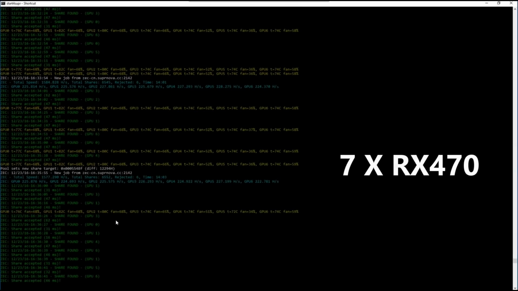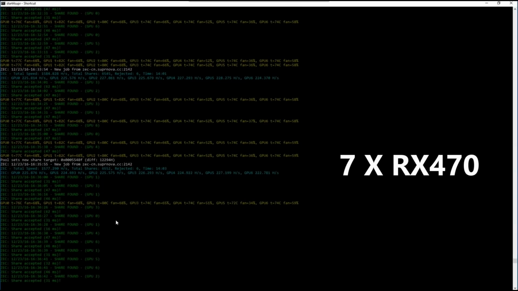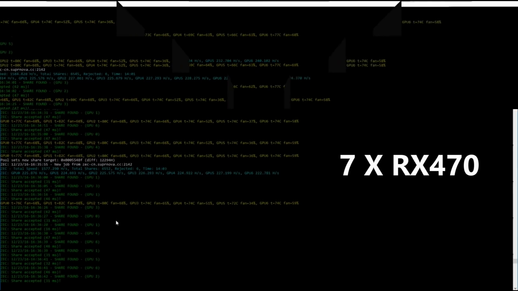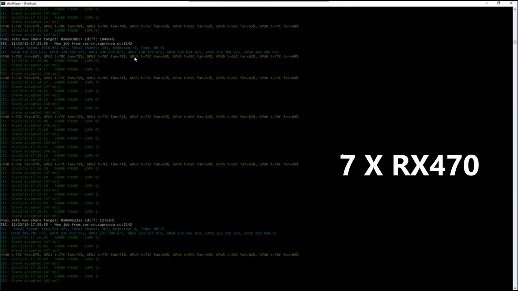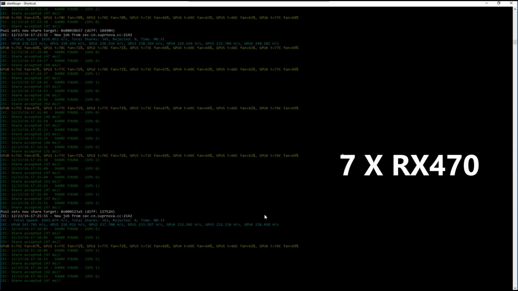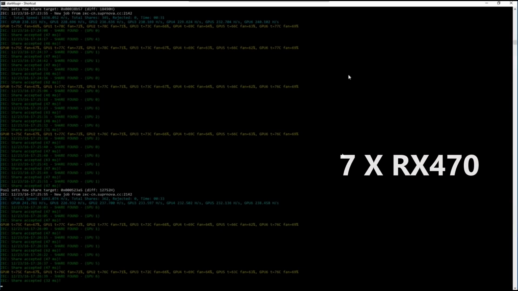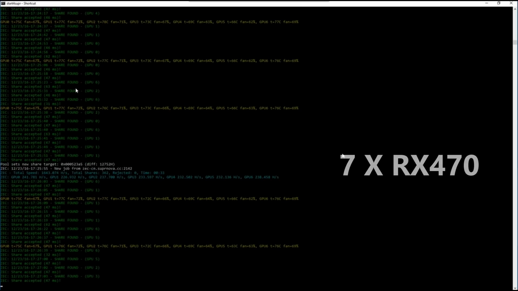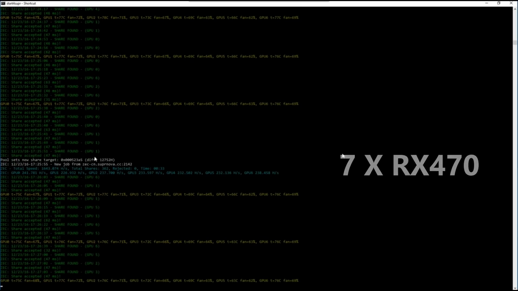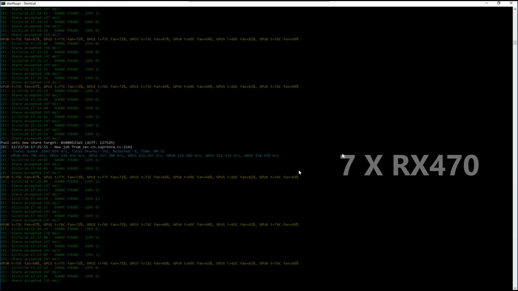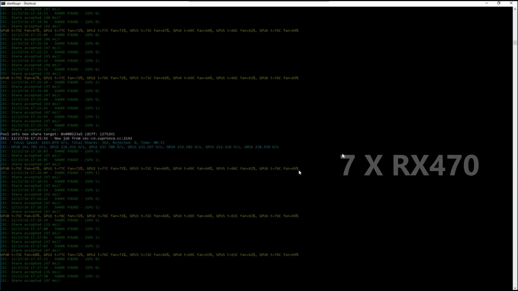Now the core clock actually makes the biggest difference with Zcash mining with Claymore's 9.2 miner. So I've upped the core clocks a little bit, about 100 megahertz on each of the cards. And you can see the results vary. They vary between about 230 to 240, sometimes tipping a bit below 230. But all of these are clocked the same. And we can see that GPU 1 and GPU 6 are generally getting the highest rates, close to 240.